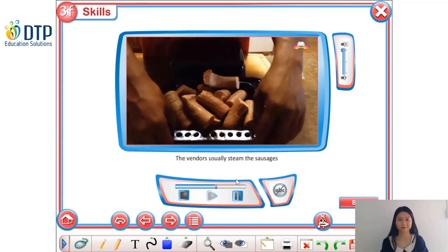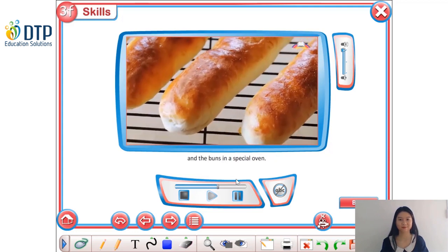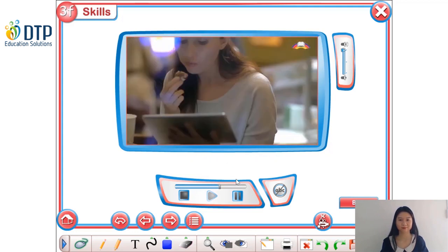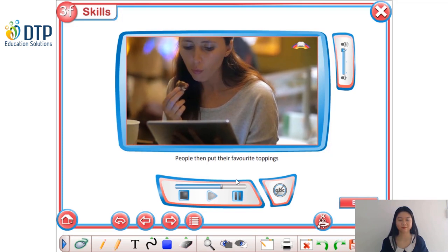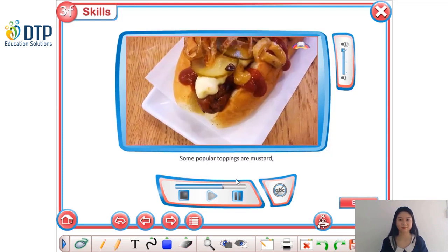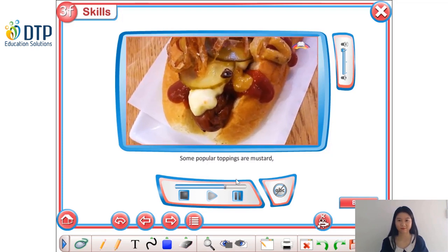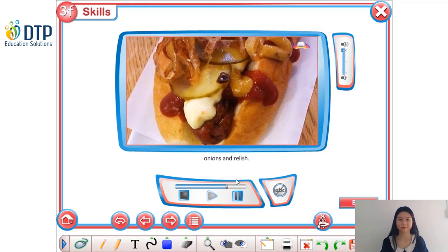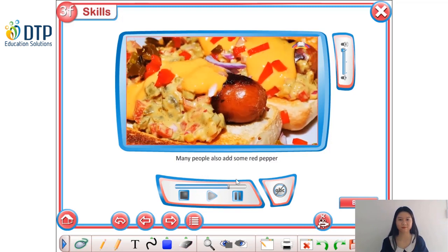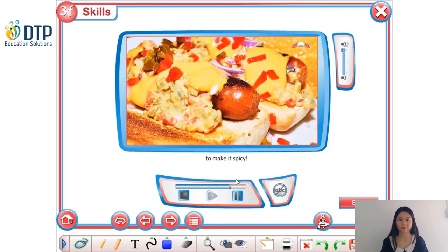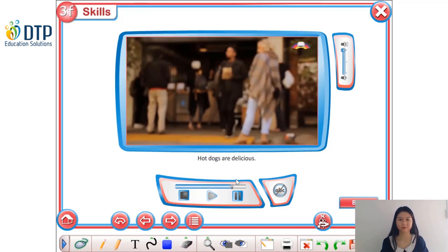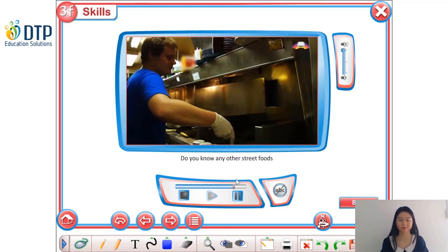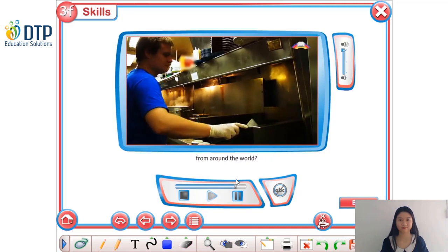The vendors usually steam the sausages and the buns in a special oven. People then put their favourite toppings on their hot dog. Some popular toppings are mustard, ketchup, onions, and relish. Many people also add some red pepper to make it spicy. Hot dogs are delicious. Do you know any other street foods from around the world?